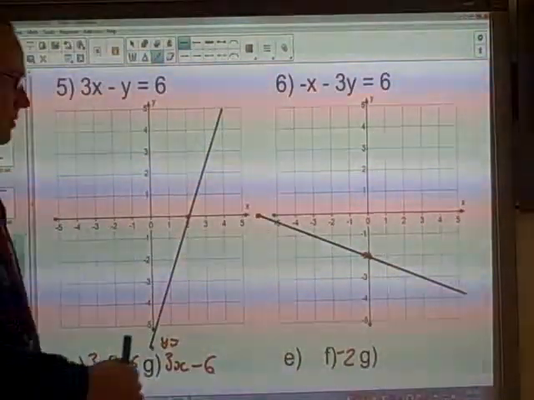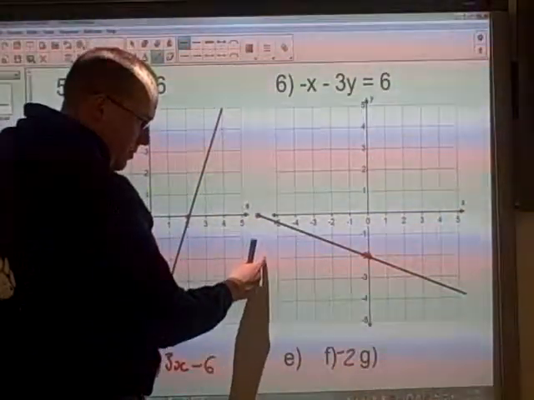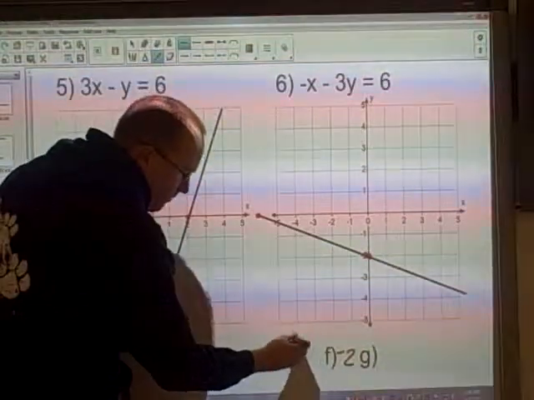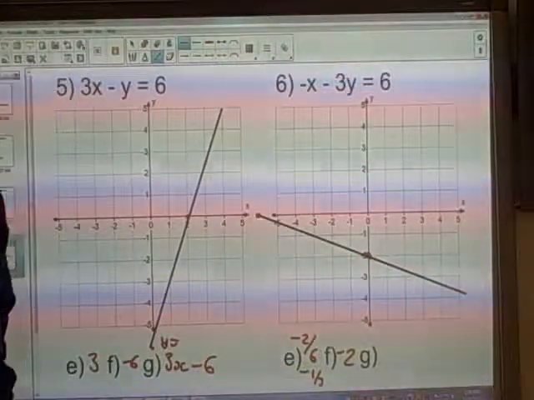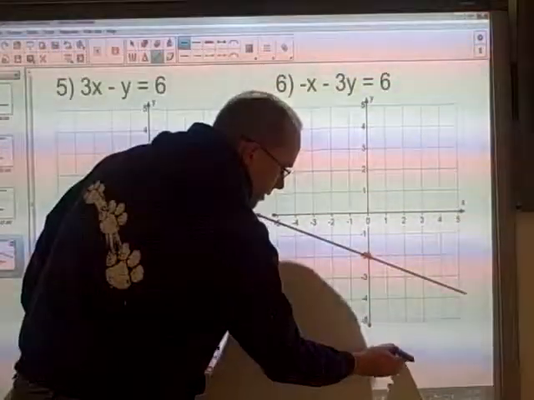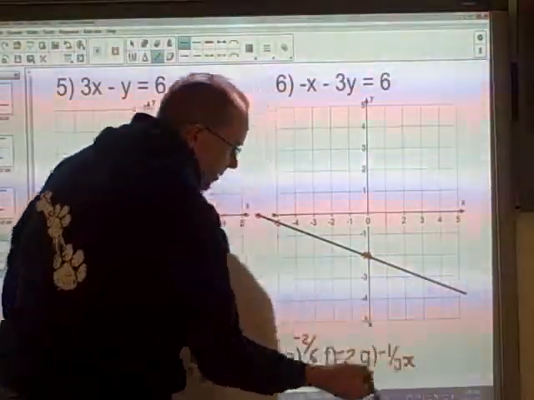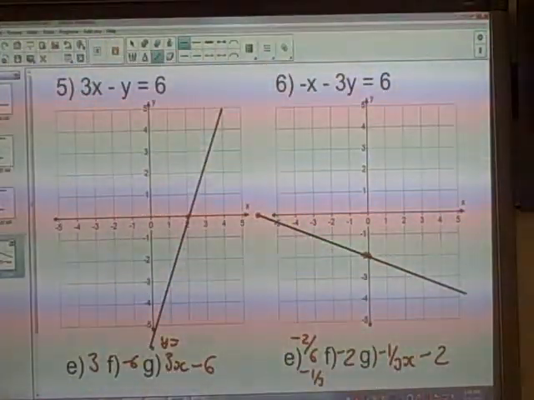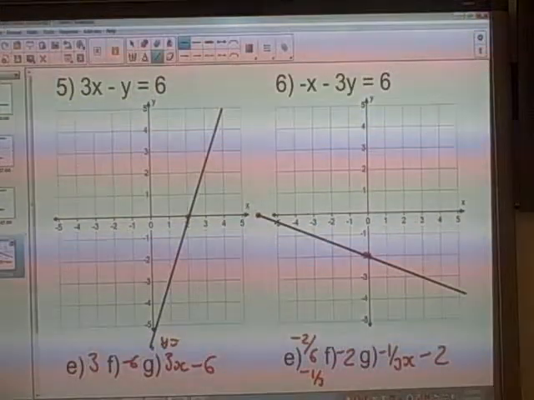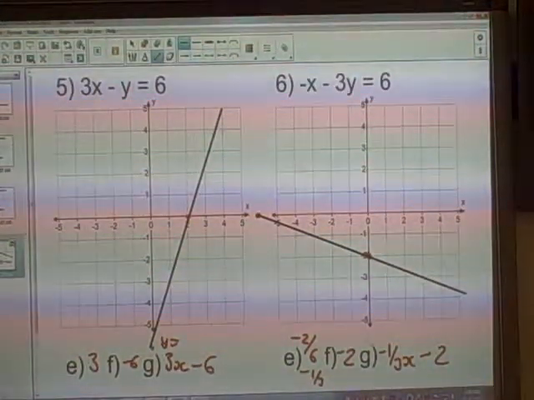If I want to find the slope, then I go down 2 and across 6. So negative 2 over 6, which simplifies to negative 1/3. So my equation for this graph would be y equals negative 1/3 x minus 2. And that's how you graph equations in standard form. And you should be able to do the other 4 questions now as well.